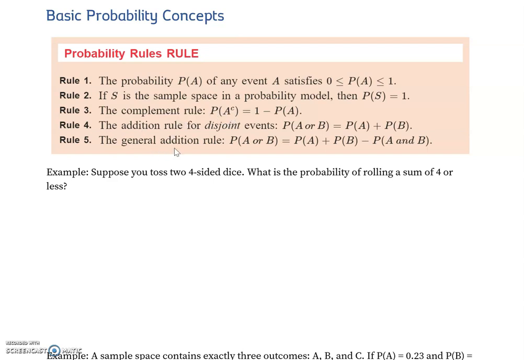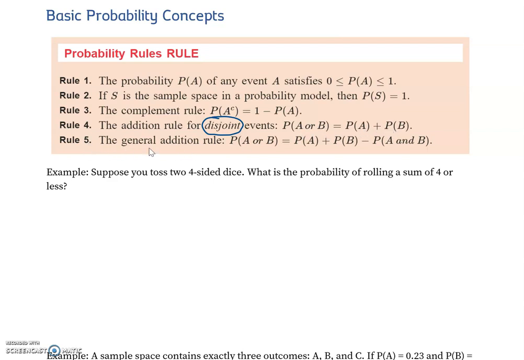And then we have a couple of addition rules basically to figure out the probability of A or B occurring. There's a simple one if we have disjoint events. Disjoint basically just meaning that A and B can't happen at the same time. So if you want to know the probability A or B happens, you can just add their probabilities together.